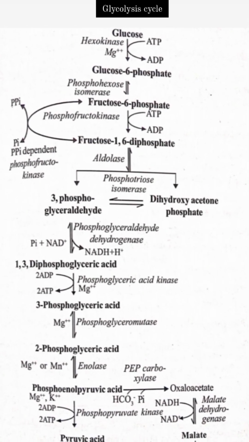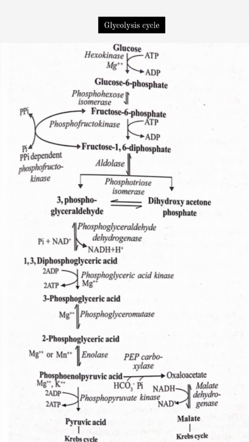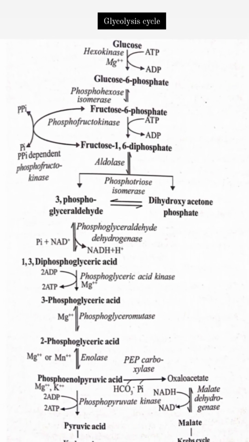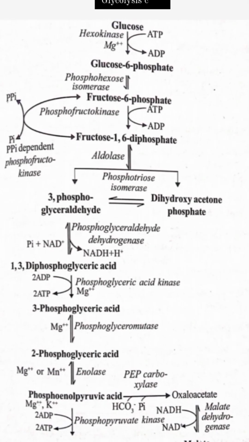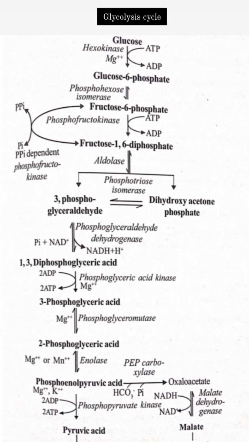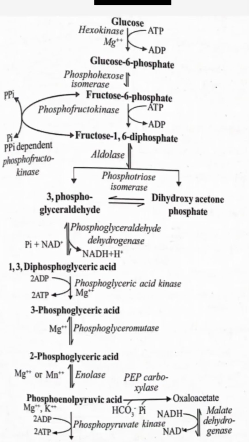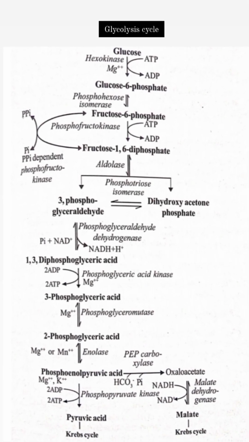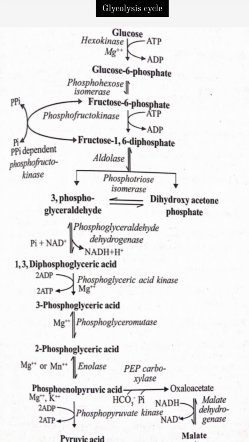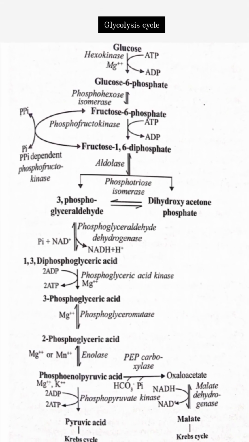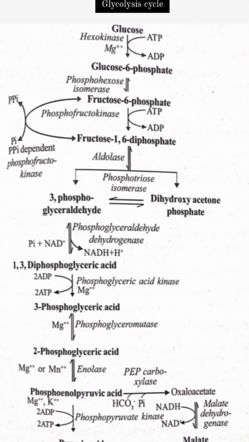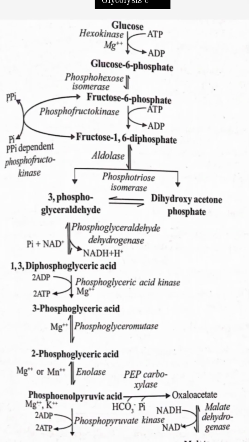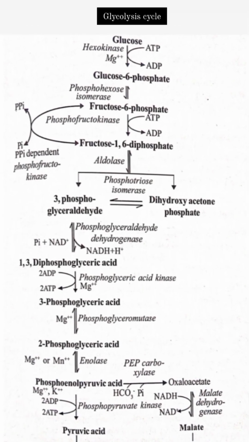Second step, glucose phosphate is isomerized to fructose phosphate in the presence of the enzyme called phosphohexoisomerase. Third step, fructose phosphate is phosphorylated to form fructose 1,6 diphosphate using an ATP molecule, in the presence of the enzyme called phosphofructokinase.